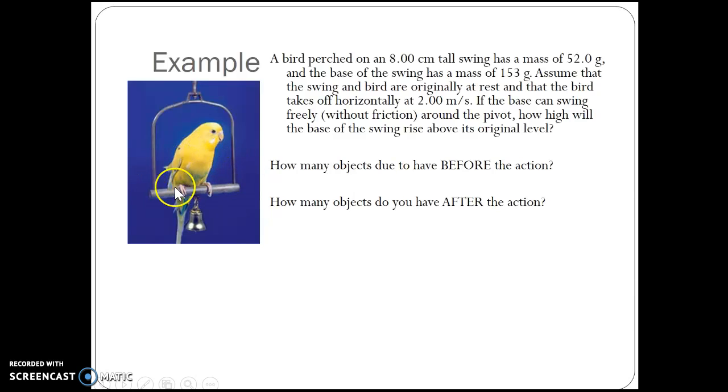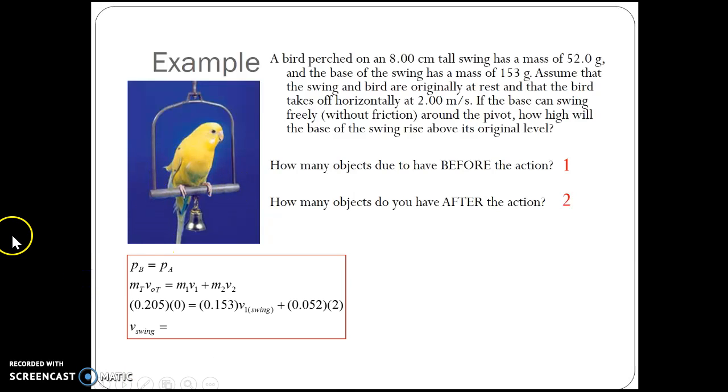So how many objects do we have before the action? Well, I have the bird and the swing, and they're both sitting still, right? So I'm basically going to say this is all just one object. After the reaction, I have two objects, right? The bird flew off in one direction, he pushed the swing back in the other direction. So the initial momentum has to equal the final momentum. This is conservation of momentum.